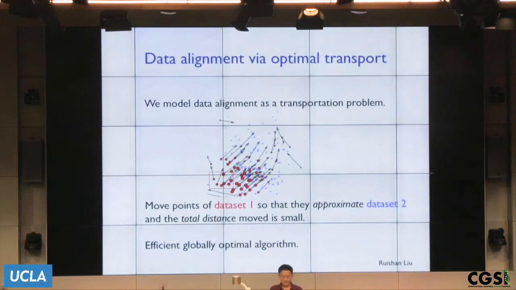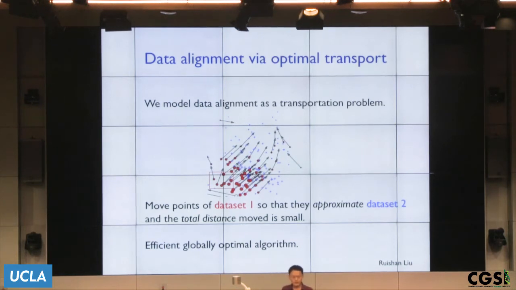So the general question that we're interested in is, if you have two data sets, first, how do you really quantitatively measure how different these two data sets are? And second, what's the right way to think about how to merge or align data sets? Right? And that's the scene for optimal transport.